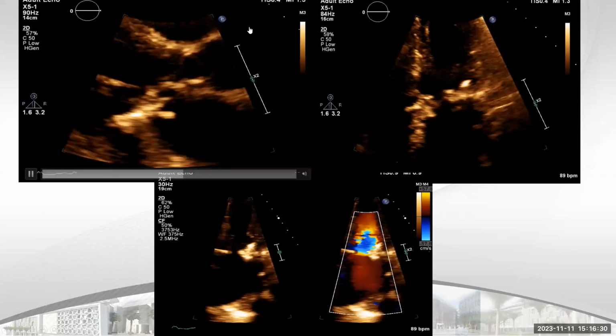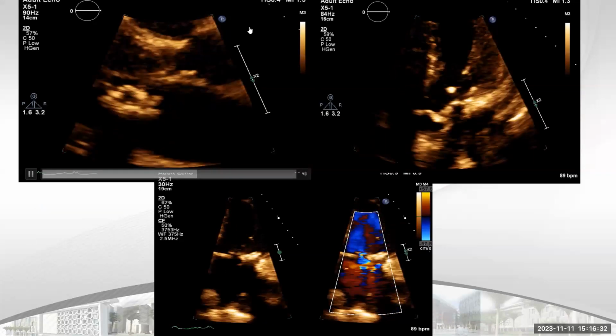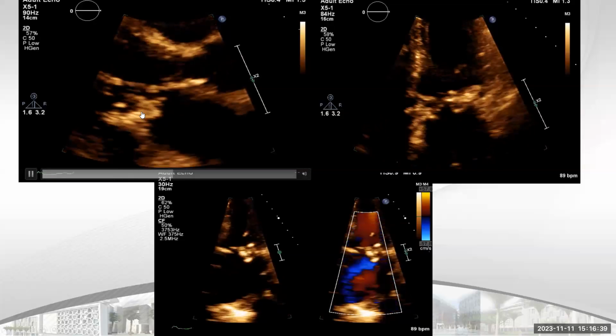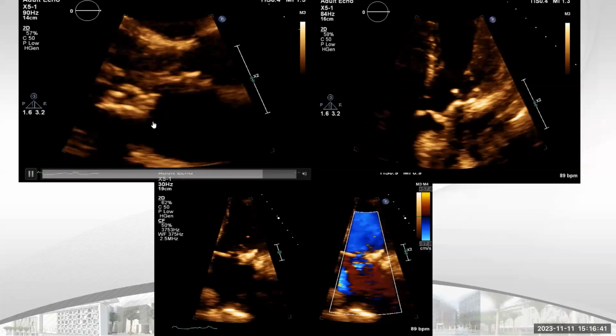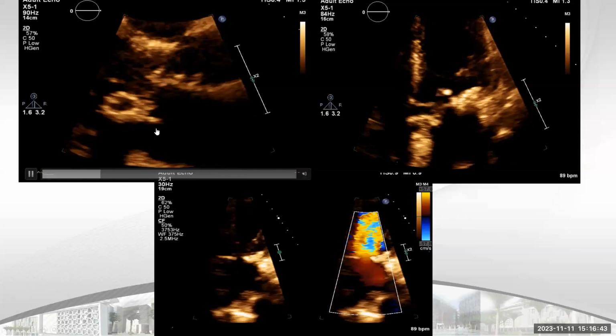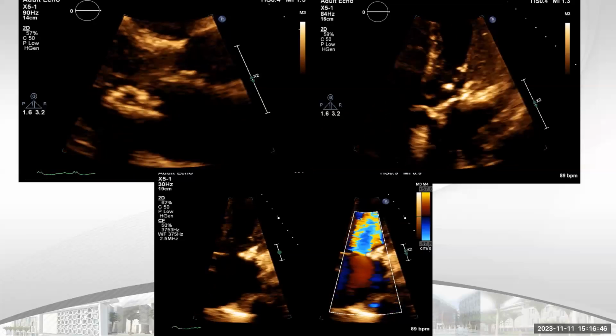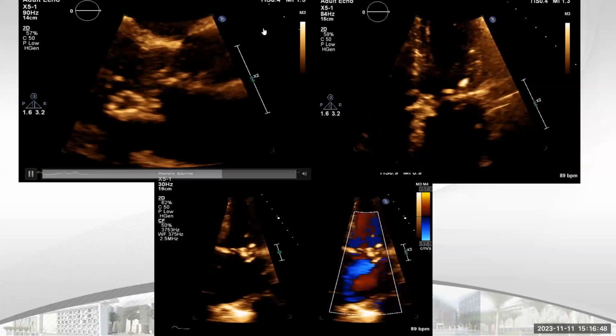So let's see the answers. Severe MR, spasmodic, yes. No. What's the main etiology here? What's the main pathology? Even severe MR, I will not accept that.